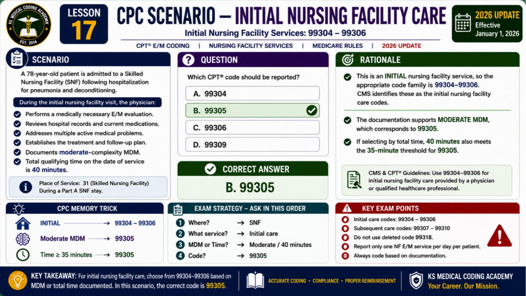For the CPC exam, use this 4-step approach. Where? SNF. What service? Initial care. What level? Moderate MDM. Code? 99305. Remember, nursing facility EM services are per-day services, so don't report multiple nursing facility EM services for the same patient, provider, and date simply because several issues were addressed. So the final answer is B, 99305. The key lesson is: identify the setting first, determine initial versus subsequent care, evaluate MDM or qualifying time, and then select the code supported by the documentation.